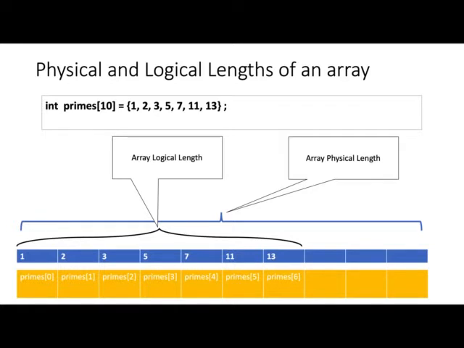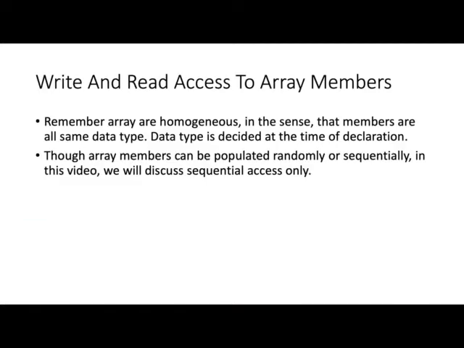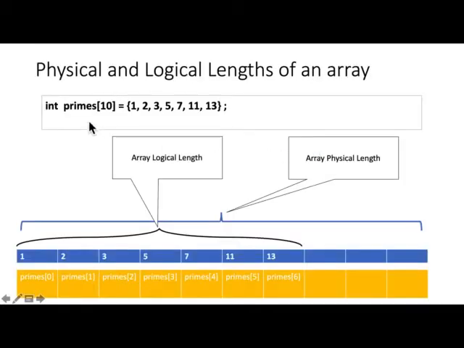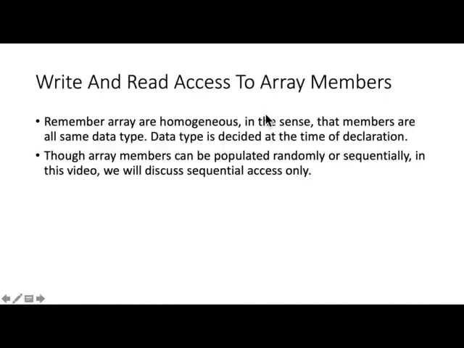Okay, so now we want to learn about write and read access to array members. Remember, the arrays are homogeneous in the sense that members are all the same data type. And the data type is decided at the time of declaration. If you go to the previous slide, this declares the data type of the primes array, and all these will be the same data type, homogeneous.